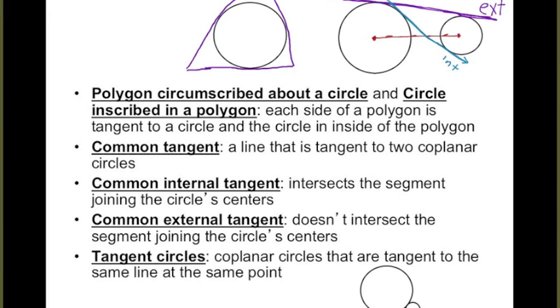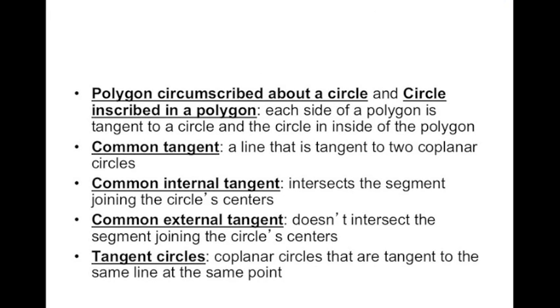Questions? Yes. That red line on the two, external and internal, what is that just showing? That's the segment that connects the circle centers. So that's what lets us know whether it's called an external or an internal. If it crosses that red line, it's called an internal. If it doesn't cross it, that's external. It's just there visually. All right, some examples.